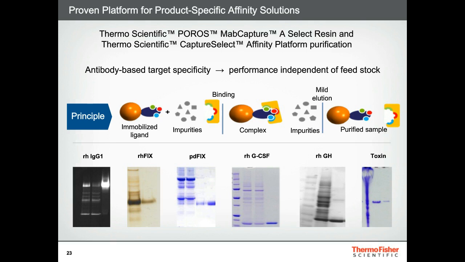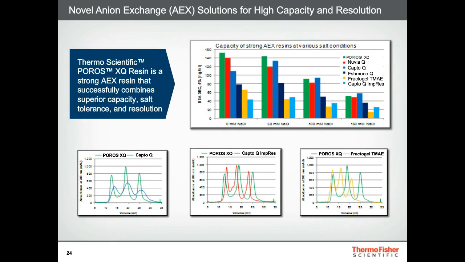Ion exchange chromatography is a common polish method for glycoproteins. POROS XQ is a high-capacity, salt-tolerant, high-resolution, strong anion exchange resin, featuring a fully quaternized amine surface chemistry. It can be used for the purification of recombinant proteins in bind and elute mode, or for monoclonal antibodies in flow-through mode.